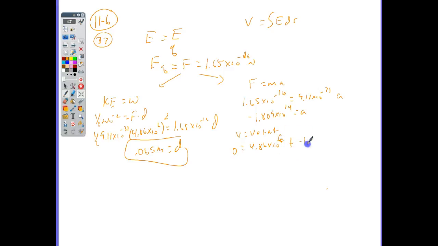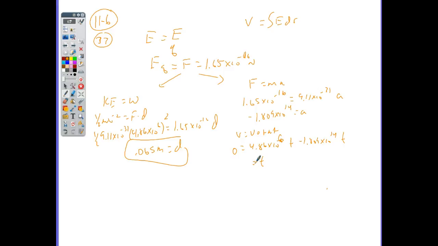Plus the acceleration, which is negative 1.809 times 10 to the 14th times t, right? And so I can bring that across. What do you get for time? See, my answer is wrong. Uh-oh. We're going to keep going.